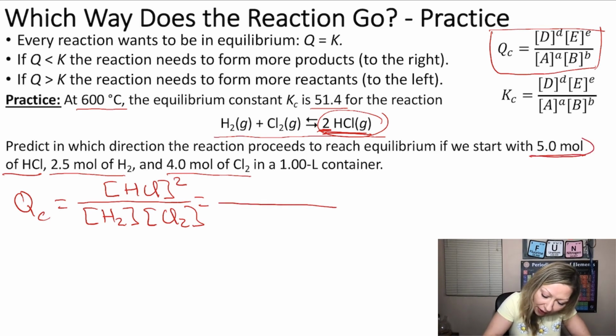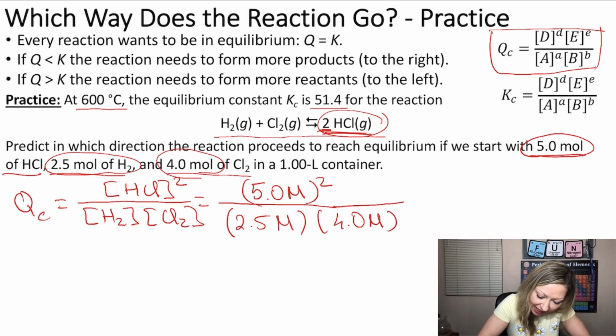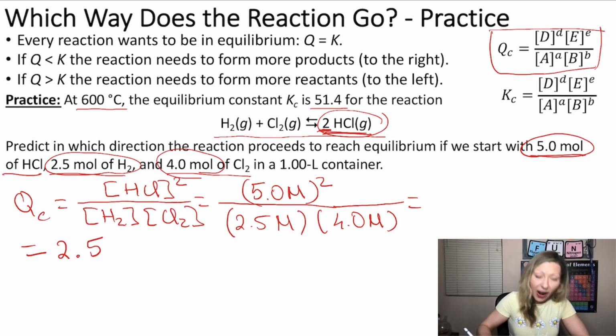We have 5.0 moles per liter of HCl. We need to square this, divide that by 2.5 moles per liter, which is the molarity of H2 gas, multiplied by 4.0 moles per liter of Cl2 gas. And if you do this calculation, you are going to get 2.5.